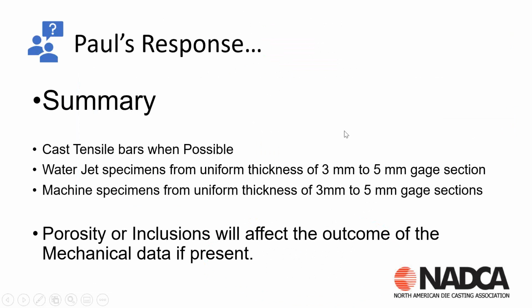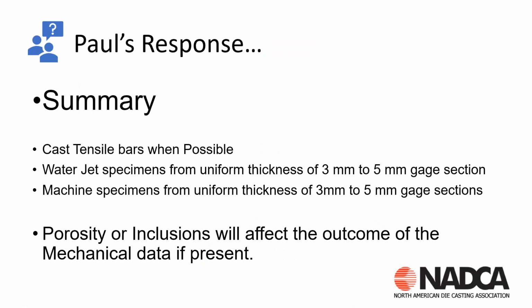So as a quick summary, if it's possible, cast the tensile bars. It's going to give you the best uniform properties. It's going to give you a good skin effect around the entire round tensile bar. If you don't have the ability to cast those tensile bars, water jet them out of the square sections or machine the specimens. I would stick to 3 to 5 millimeter gauge, that's thickness on the sections.